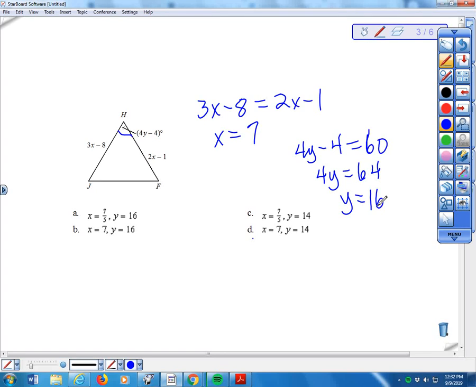Okay. I don't know if you saw the answer to this one, but if it's an equilateral triangle, that means that all sides are equal. So you set those 2 equal and solve. X is 7. And if it's an equilateral triangle, it means all 3 angles are equal. And if all 3 angles are equal and the sum of the angles in a triangle is 180 degrees, one angle is 60. And so you set that angle equal to 60 and solve, and you get 16.